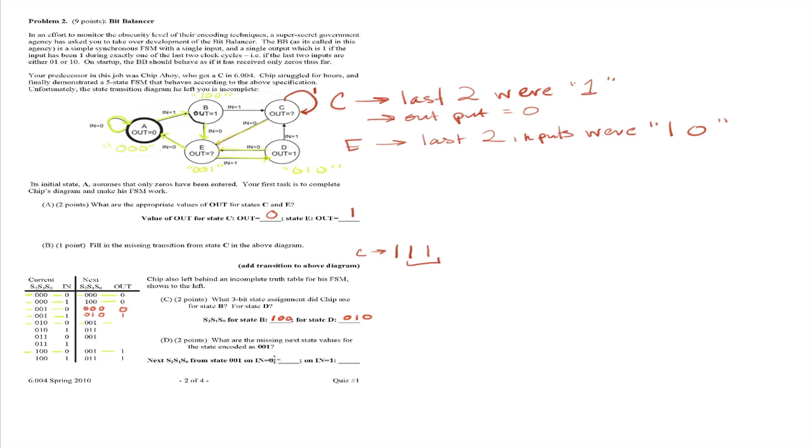And it also says, what are the missing next state values for the state encoded as 0, 0, 1? So that would be state E, and we just figured those out right here. So the next state from 0, 0, 1 when the input is 0 is this one right here, so that's 0, 0, 0. And when it's 1, that's this line, so it's 0, 1, 0. And we're done.